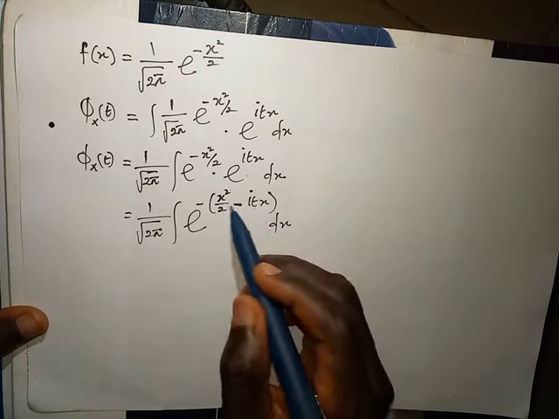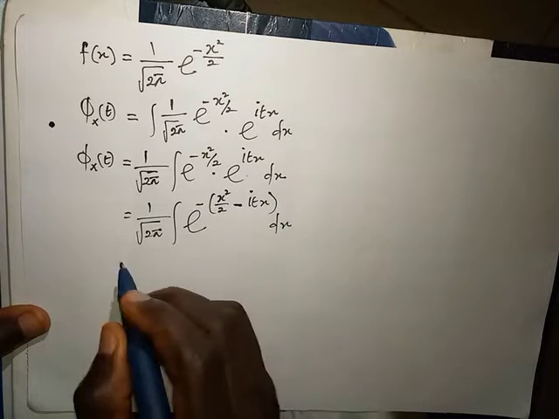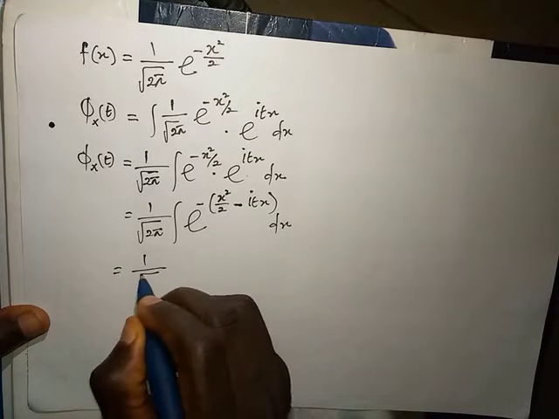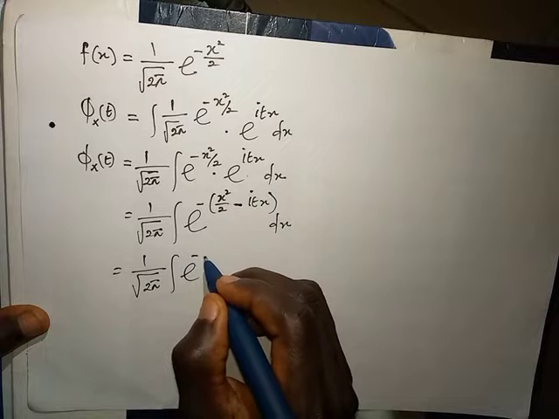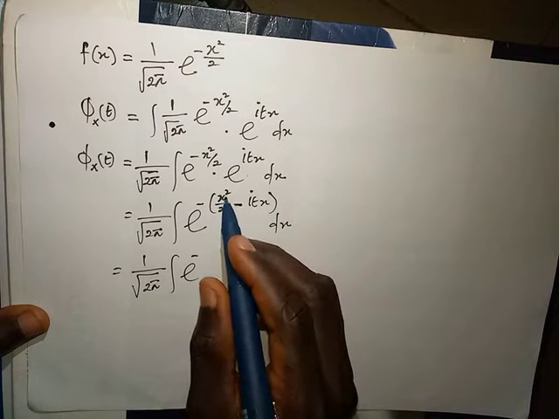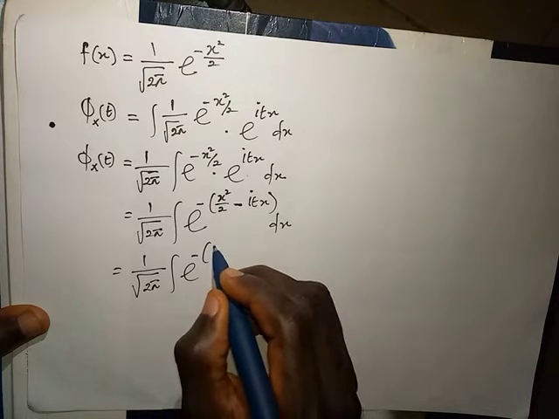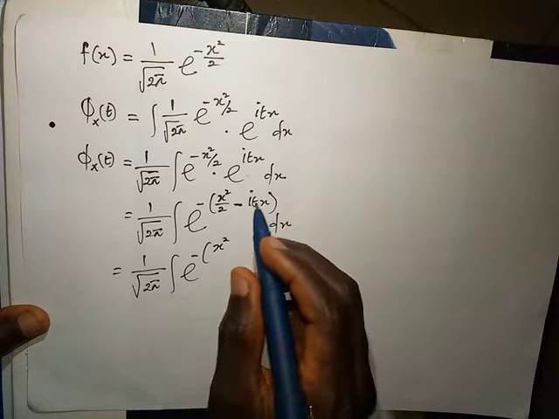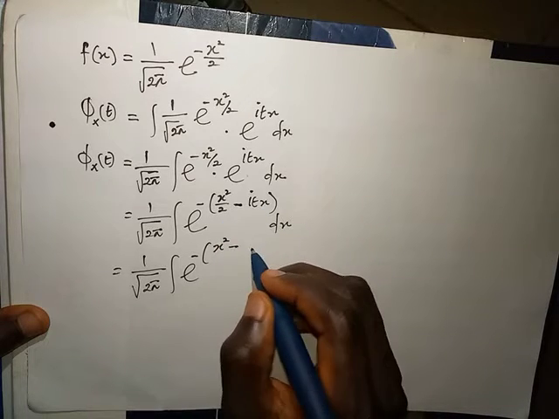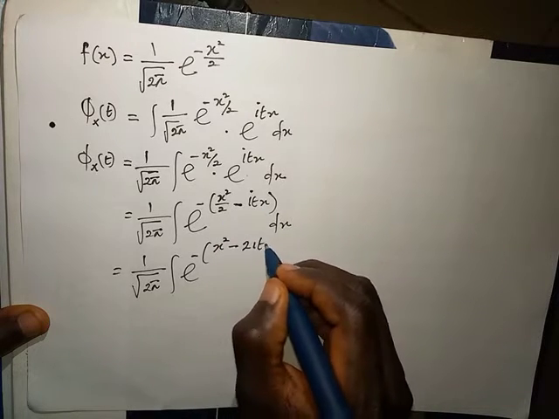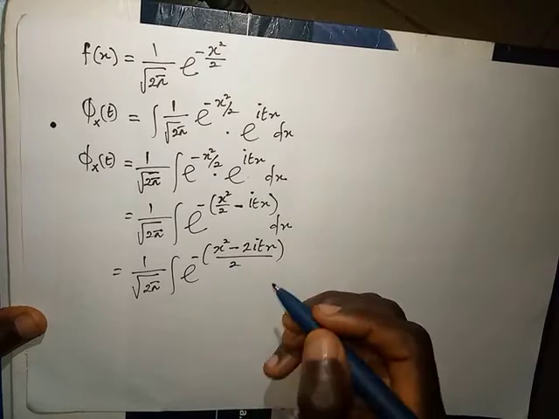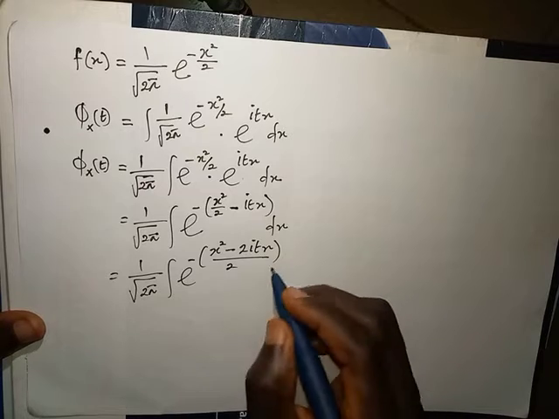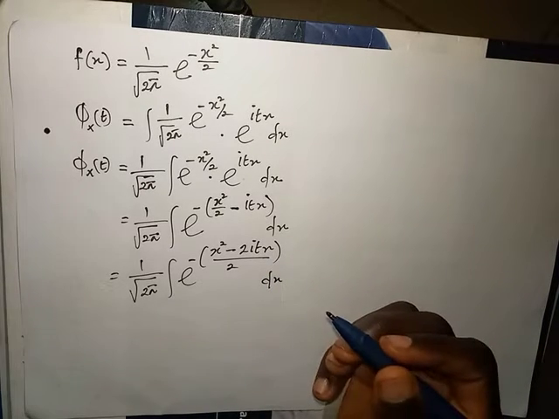So now we want to join these two together. If you take the LCM, we're going to have 1 over square root of 2 pi integral exponential raised to power minus. Now taking the LCM here, we have x squared, then these two multiplied by this, we have minus 2 i t x, then everything divided by 2, then we have dx.